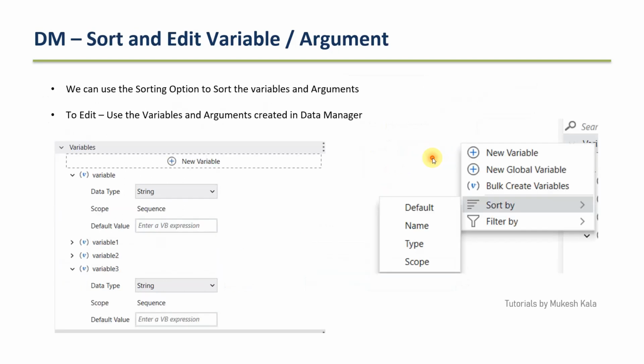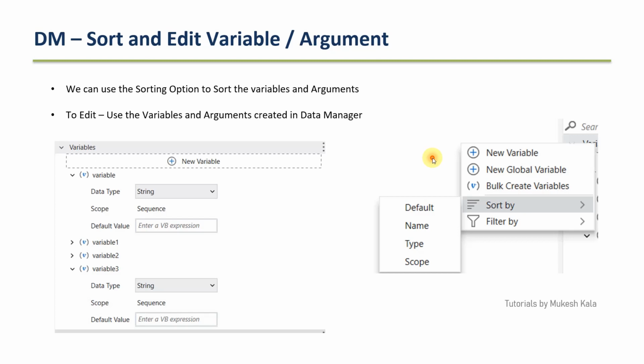Moving forward, the next feature which UiPath Data Manager provides is the sort and edit variable or argument panel, right? Now, what exactly is this thing? This is a pretty interesting feature, I would say, and whenever we are working on a wider or a complex workflow, this will be very useful, right?